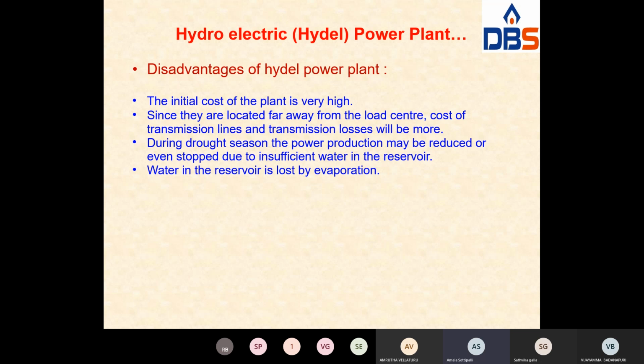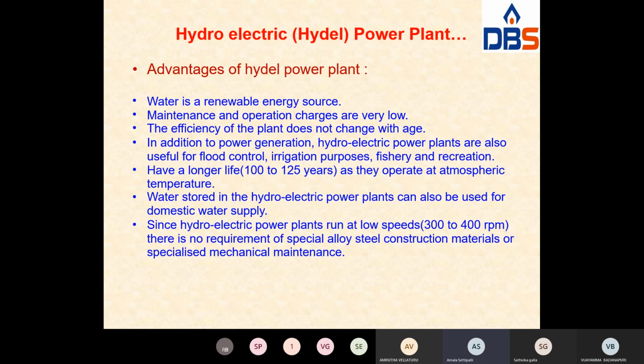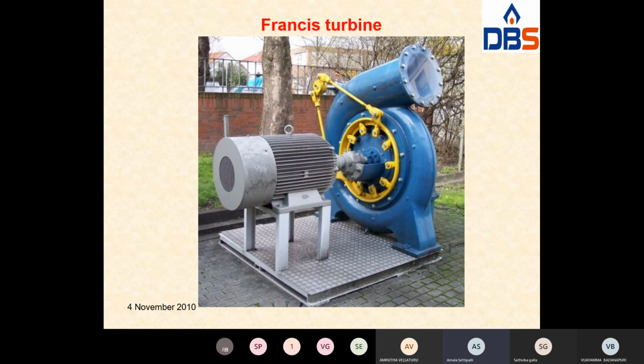Okay, so water in the reservoir is lost by evaporation. See, in summer seasons there will be a lot of temperature. Because of those high temperatures the water in the reservoir may evaporate. Okay, these are the advantages and disadvantages of a hydroelectrical power plant.